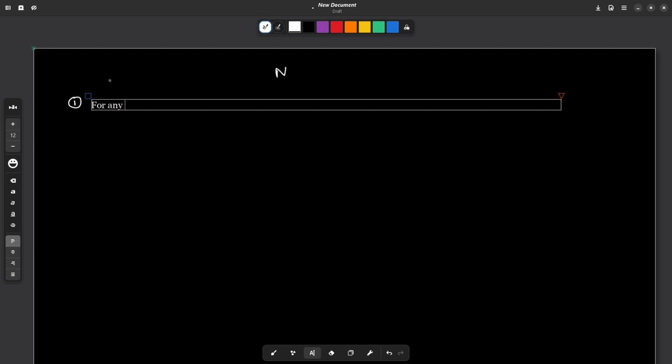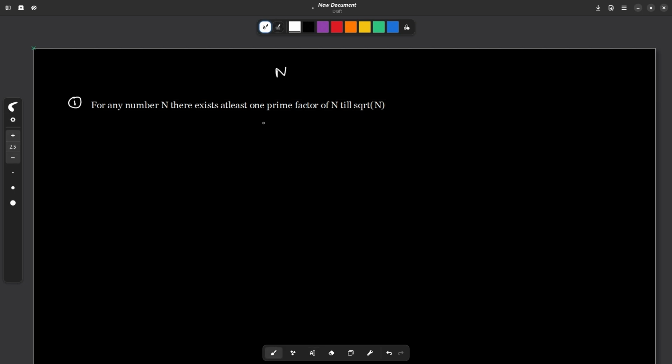So it says that for any number n, there exists at least one prime factor of n till square root of n. Right. So this statement is true for any number, until and unless the number is itself prime. So for example, if I take 5, the square root of 5 will be 2 point something, right? And there will be no prime factor of 5 up to 2, right? So for numbers which are itself primes, this might not work, but for any other general number, this will always work. If this statement is true, we can utilize this statement to our benefit.